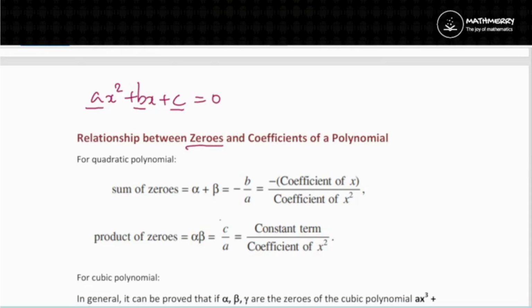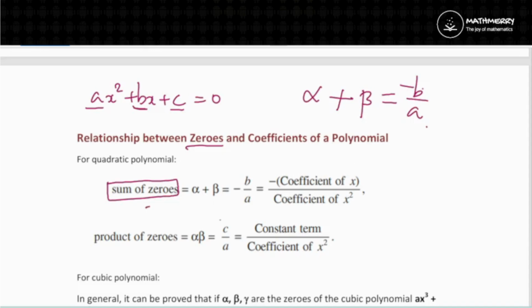Okay, so the first relationship is the sum of the zeros. We are taking the two zeros as alpha and beta. The sum of the zeros will be minus b by a. b is the coefficient of x and a is the coefficient of x square. So alpha plus beta is equal to minus b by a, where b is the coefficient of x and a is the coefficient of x square.